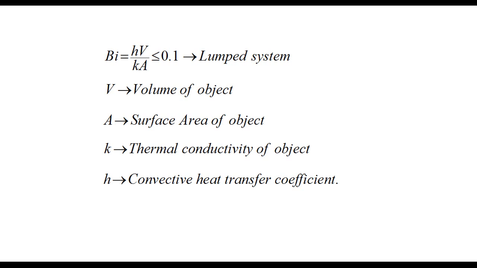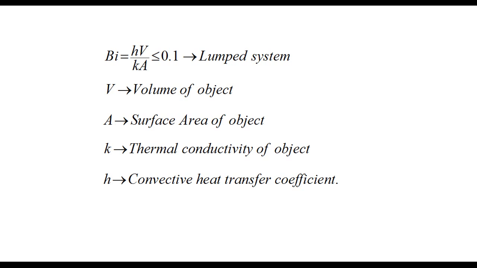And k is the thermal conductivity of the material. So hV by kA must be smaller than 0.1. In case for any system hV upon kA is smaller than 0.1, then the system is taken as a lumped system, otherwise not. Then why is it so? Let's discuss why this tells that it is a lumped system.